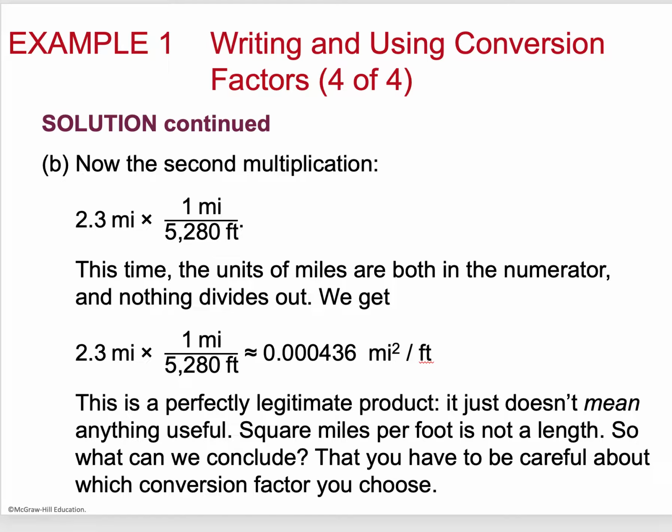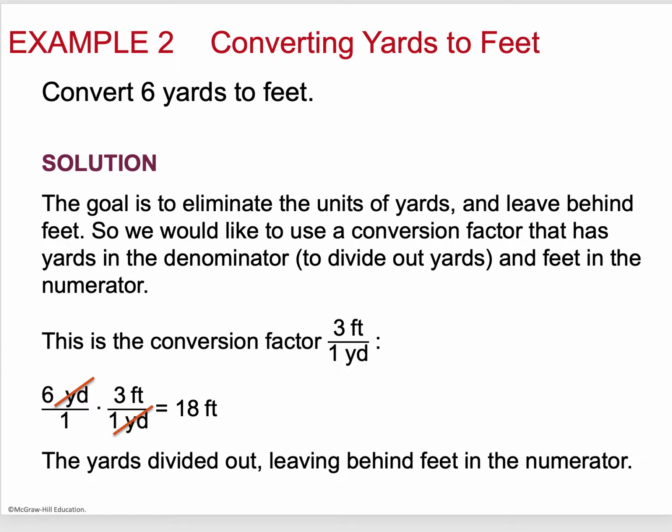Now the second multiplication that I want to do would be if miles are both in the numerator, then I get really weird stuff. So if I did it the opposite way, where miles is not in the denominator, I'm going to get an answer that doesn't make sense because I'm going to get 0.000436 miles squared per foot. So typically, if you choose the wrong conversion factor, it's really not going to make sense, and that's going to help you identify. So that was the purpose of doing that problem in part B.